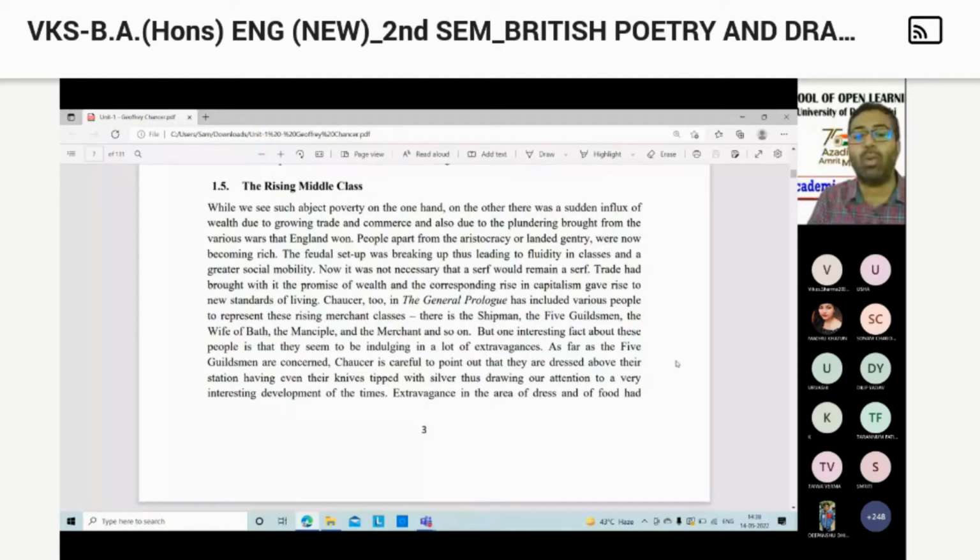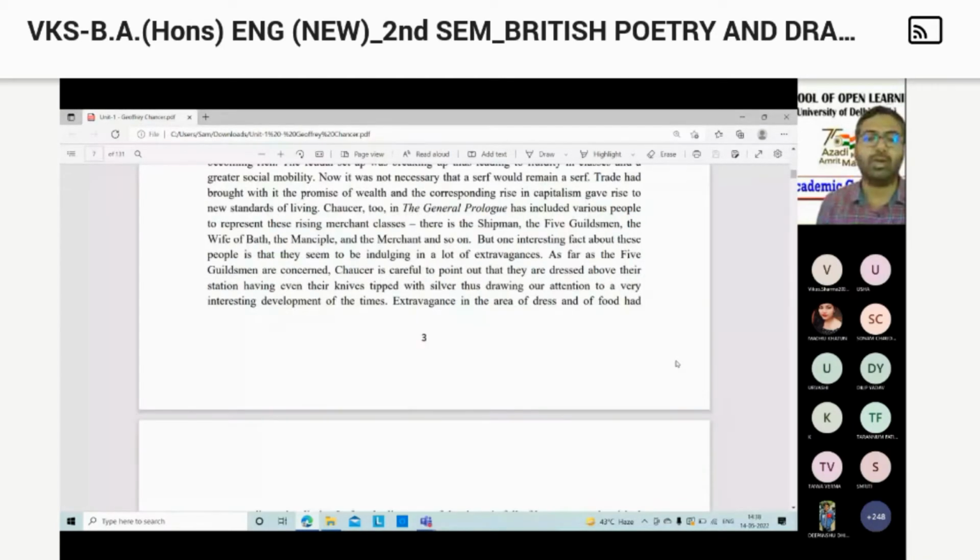But one interesting fact about these people is that they seem to be indulging in a lot of extravagances. What happens with middle class people is that when they get a lot of money, they start spending it, and they start spending in making their lives better. They engage in a lot of extravagance. Extravagance means show. They try to show a lot, that we have this much, we have that much, we can do this and that. As far as the five guildsmen are concerned, Chaucer is careful to point out that they are dressed above their station, having even their knives tipped with silver, thus drawing our attention to a very interesting development of the times. Extravagance in the area of dress and of food had grown to disgusting terms.